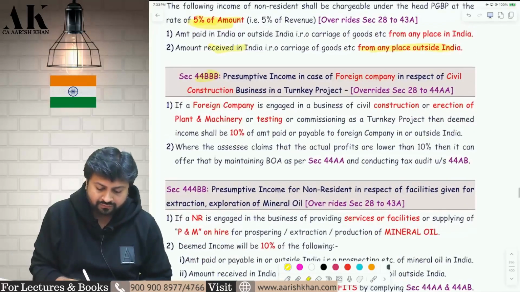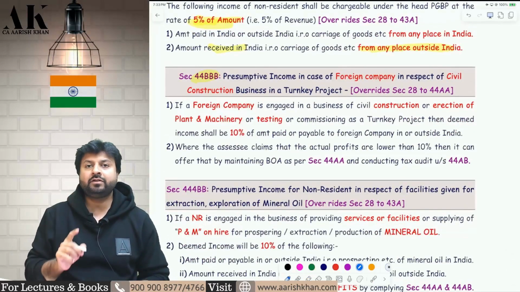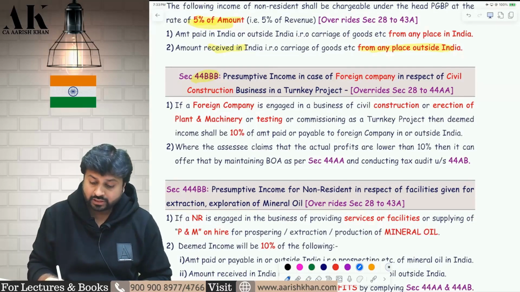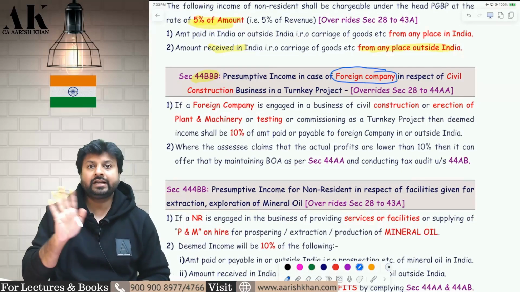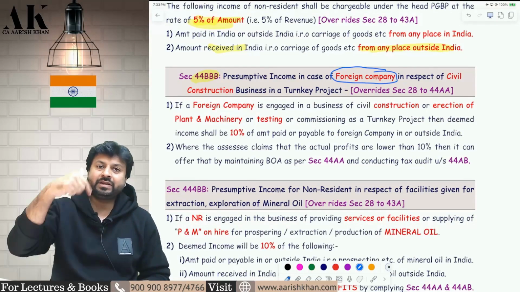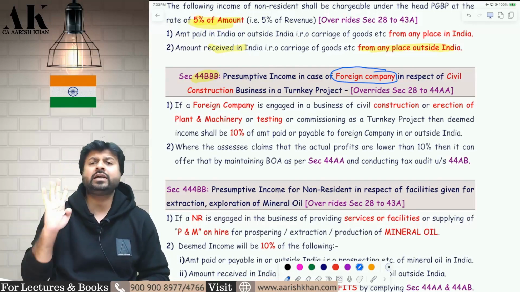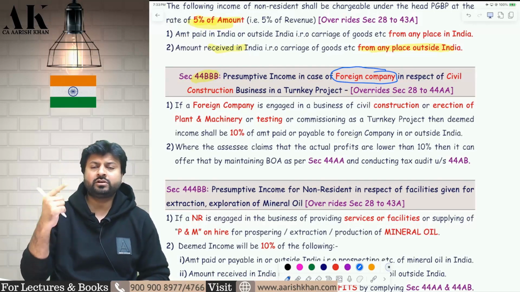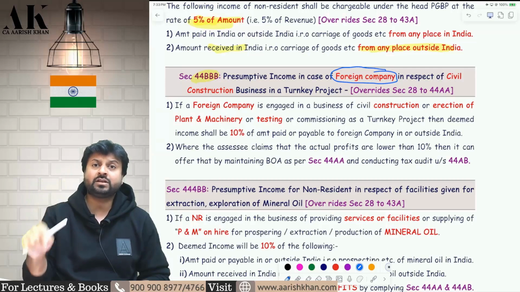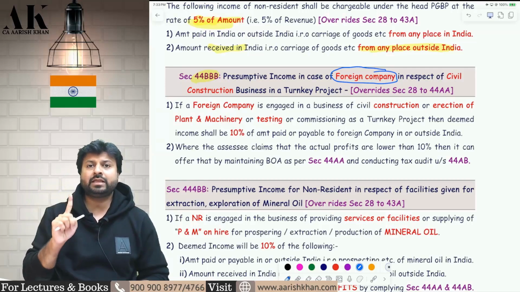Now the third section, 44BBB. This is a very, very special point which we need to keep in mind. This third section is only applicable to foreign company. It is not applicable to all other assessees. The previous two sections were applicable to all kinds of non-resident assessees, which may also include a foreign company if the foreign company is a non-resident. But the third section is only applicable to foreign company.